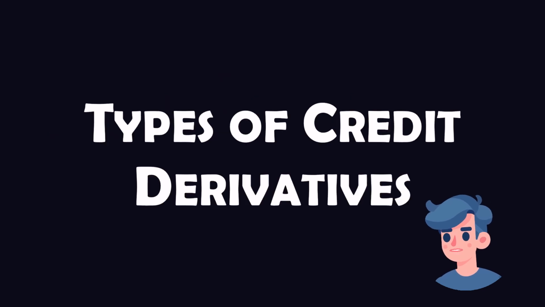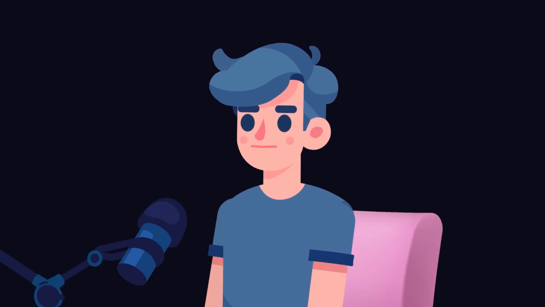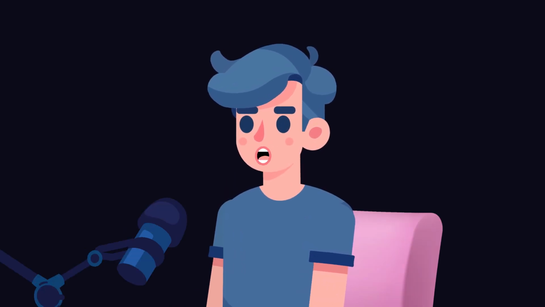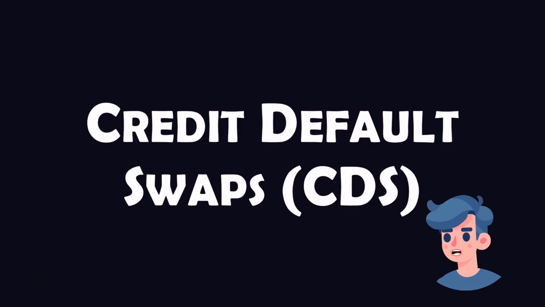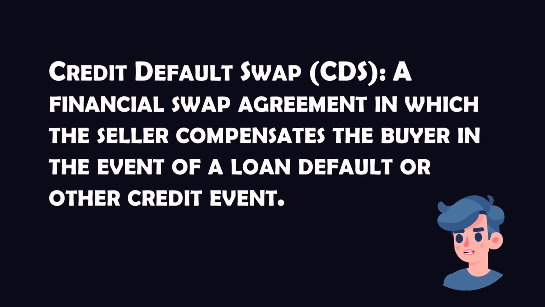There are different types of credit derivatives, with the most common being credit default swaps, CDS, total return swaps, TRS, and collateralized debt obligations, CDO. Let's break each of these down, starting with credit default swaps. A credit default swap, or CDS, is essentially an insurance policy against the default of a borrower.